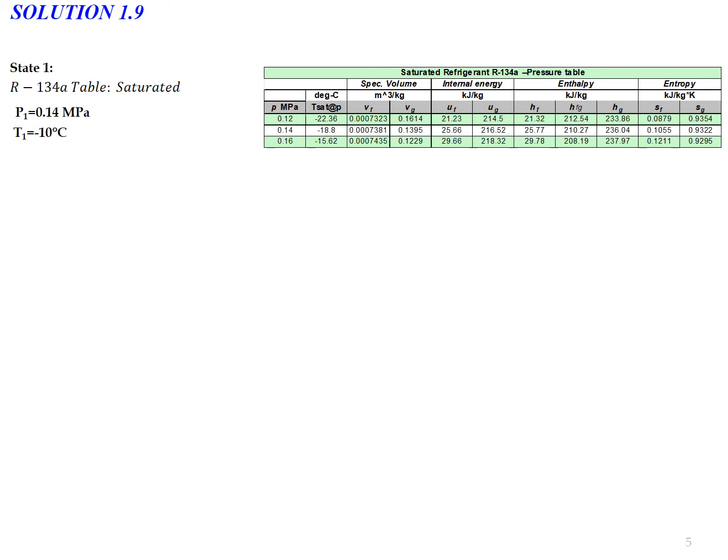Okay, so now let me check. From the table, we can see that at 0.14 megapascal, the saturated temperature is equal to negative 18.8 degrees Celsius. So now compare with the temperature given of T1 equal to negative 10. So negative 10 degrees Celsius is greater than negative 18.8 degrees Celsius. So T1 greater than T saturated at 0.14 megapascal. So the phase for the refrigerant at the inlet of the compressor is superheated.